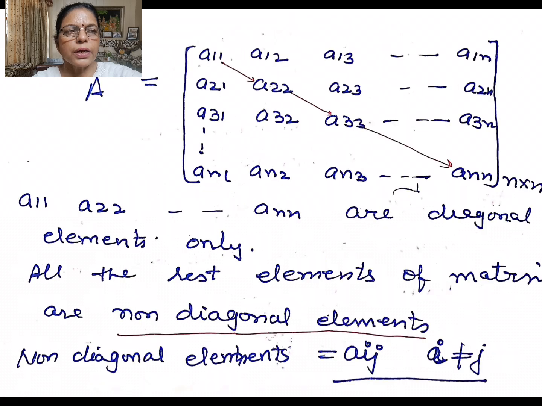जैसे हम मैट्रिक्स में शो कर रहे हैं, तो जो वहाँ पर रेड लाइन पॉइंटेड है, दे ऑल आर डायगोनल एलिमेंट्स. एंड बाकी जो तुम्हारे पास रेस्ट एलिमेंट्स हैं, दे आर कॉल्ड नॉन डायगोनल एलिमेंट्स ऑफ द मैट्रिक्स A.